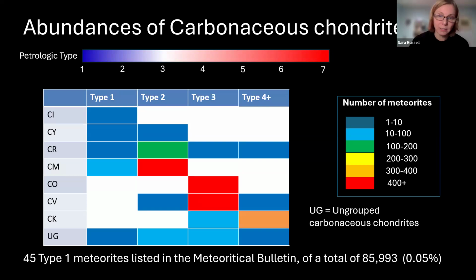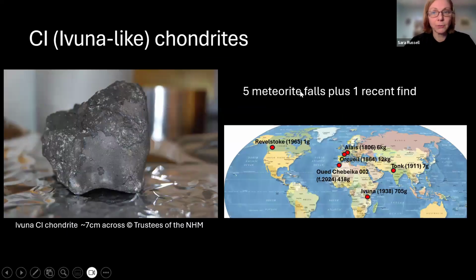But as we'll discuss as we go through the talk, they are actually much more abundant in space, and it shows how biased our meteorite collection is. So we will go through all of these chemical groups in turn, starting off with the CI chondrites.